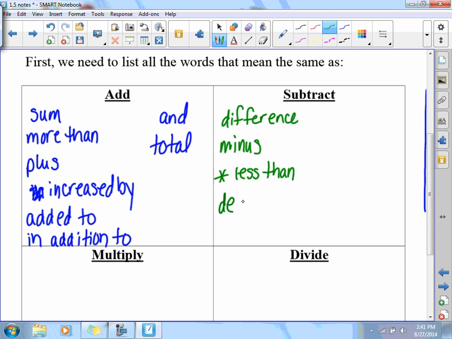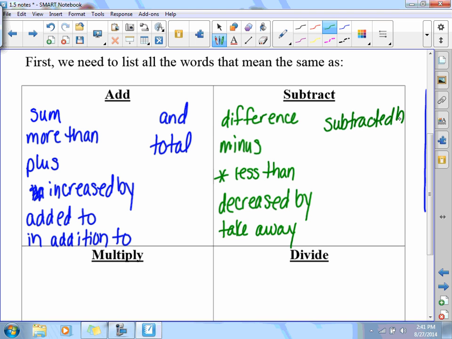For addition, we have increased by. So for subtraction, we have decreased by. We also have take away. That's a very common one that you learn in middle school or elementary school. You could have subtracted by.